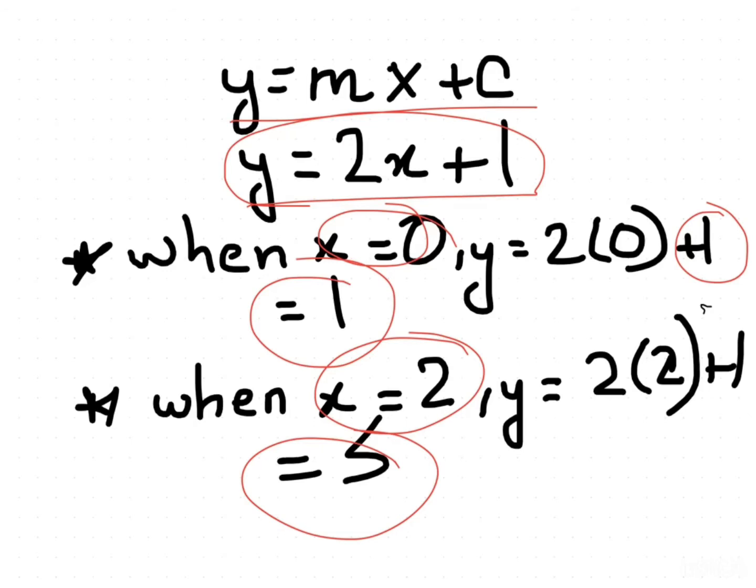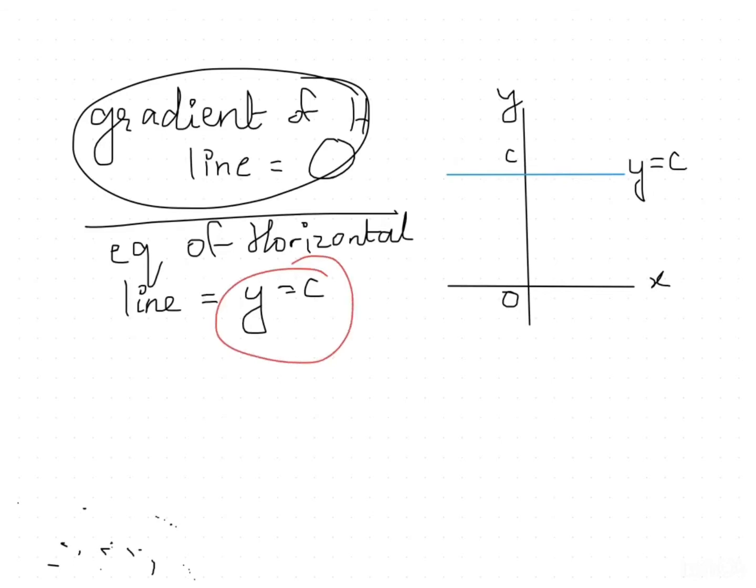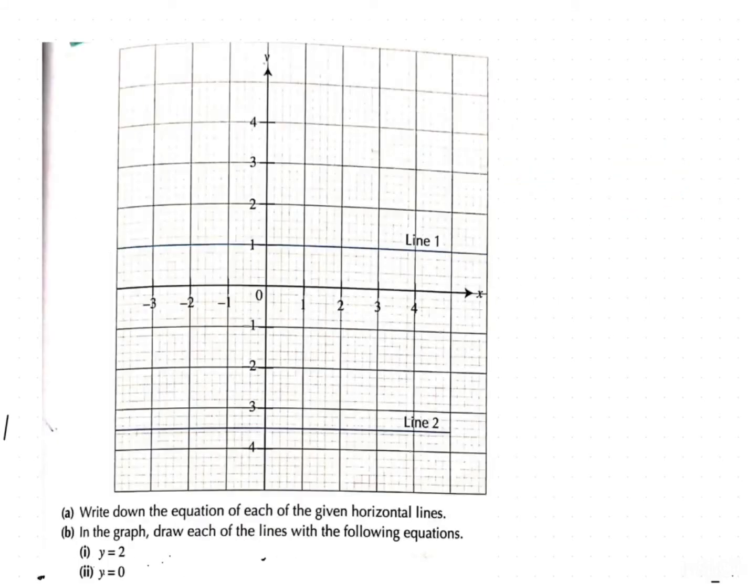Let's find out. As we know, the gradient, or m, of a horizontal line is 0. So the equation of a horizontal line is y equals c. We can conclude that the y coordinates of all points on a horizontal line are equal to c. So let's move towards our first question.